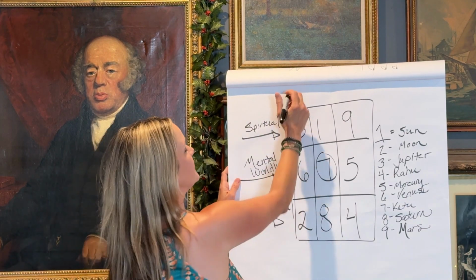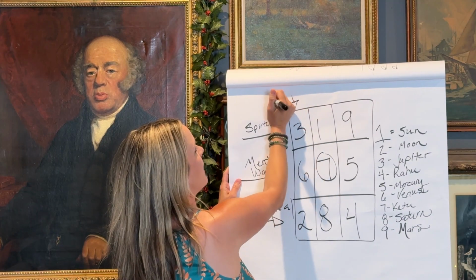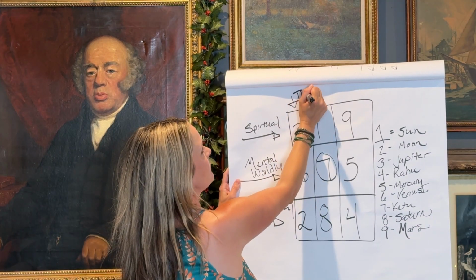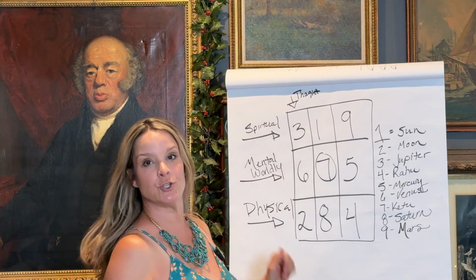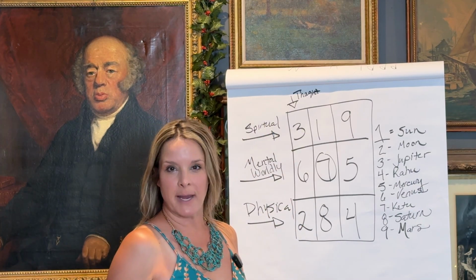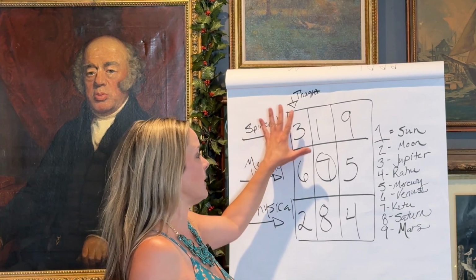Okay, so the 362, this is the plane of thought. And if you think about it, it's because we have the moon here and Jupiter here. Those are both expansive planets. It really speaks to someone's thought.